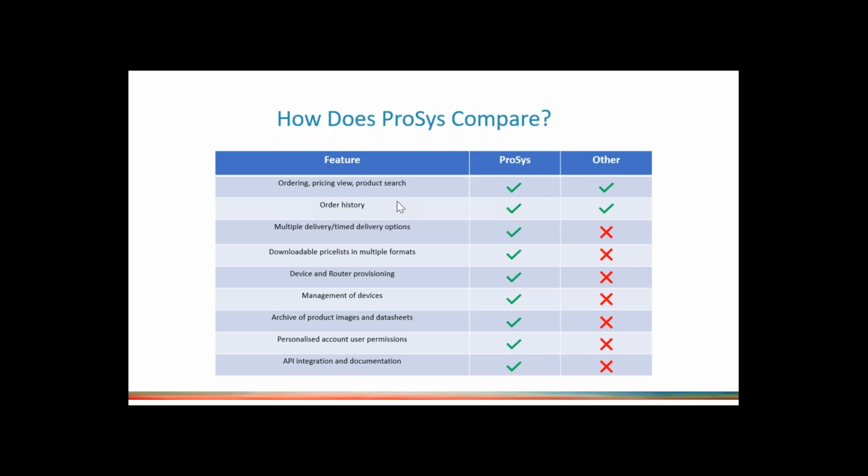Got personalized account user permissions. So on that, we've got per user we can set up the different levels of permissions. So this might be where one user can't see pricing or ordering, but they can see the account's information, for example. So that's all doable within ProSys. And that's something you'll have to speak to us about to make sure the details are set up correctly, how you want them. And of course, API integration and documentation.